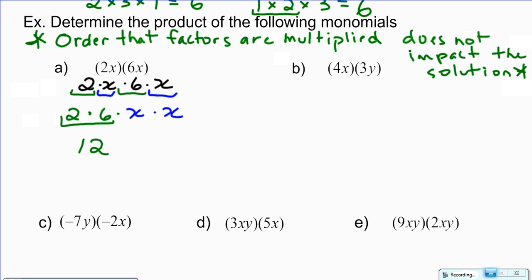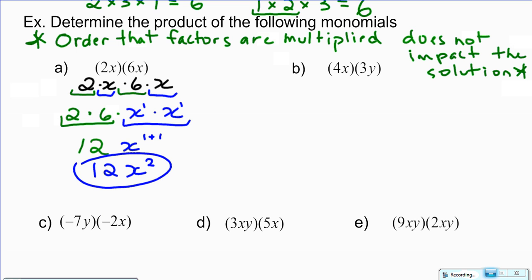And when we are multiplying our variables, if you keep in mind your exponent laws, if we have the same base, so same base with exponents, remember if there's no number there, it's a 1. Same base being multiplied, we add the exponent. So this is x to the power of 1 plus 1. So we end up with 12 times x to the power of 2, or 12x squared. And so we end up with one monomial in the end. Okay?